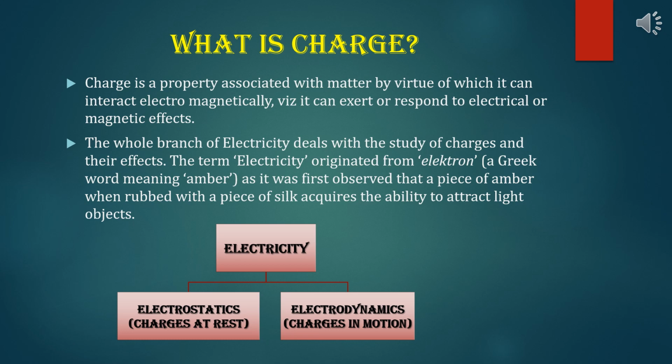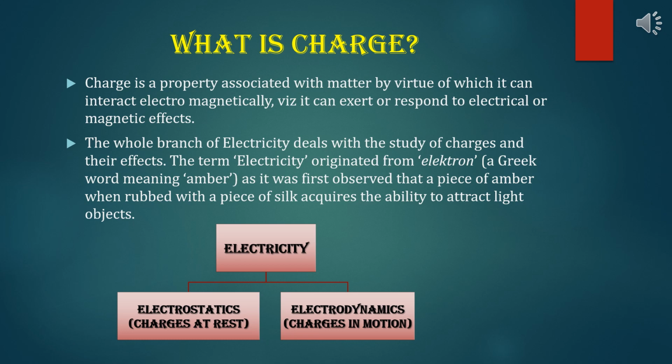What does it mean? That means it can exert or respond to electrical forces, it can get attracted, it can get repelled, or it can produce magnetic effects, or it can respond to magnetic effects. About this we'll learn in the subsequent chapters. So basically in this chapter we'll see what will happen if the charges are at rest, right? So charge is a property by virtue of which the substance or the particle or the object can interact electromagnetically.